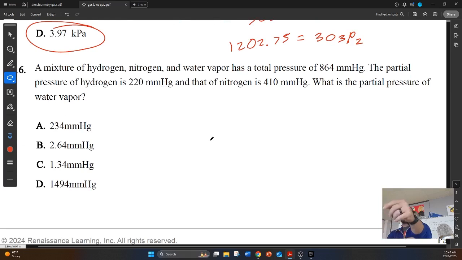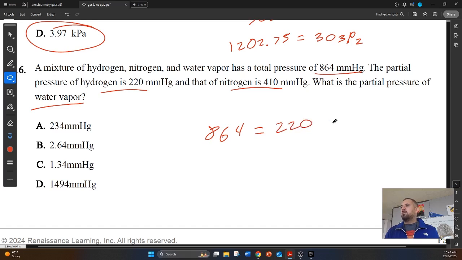Last question. A mixture of hydrogen, nitrogen, and water vapor has a total pressure. So here's our total pressure. The partial pressure of hydrogen is 220, and nitrogen is 410. What is the partial pressure of the water vapor? So this is Dalton's law of partial pressure. So our total pressure is 864 and then that's going to be equal to 220 plus 410 plus x.